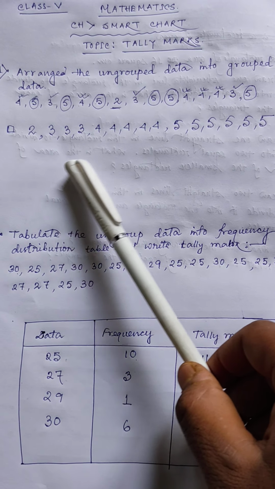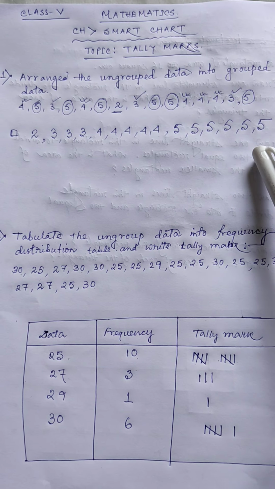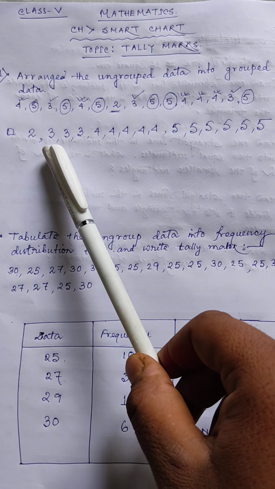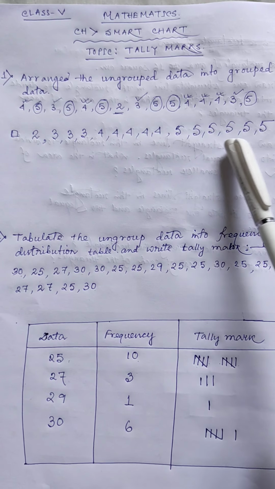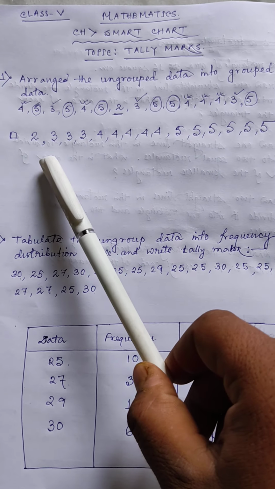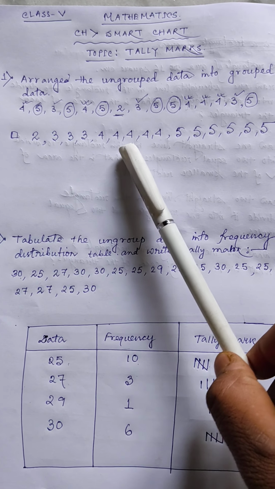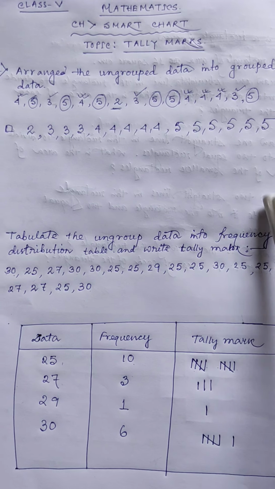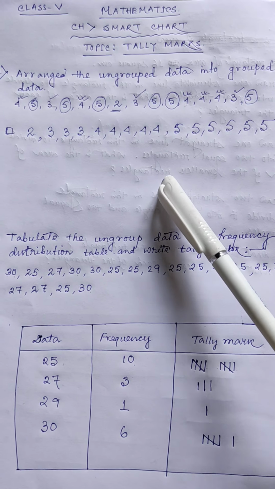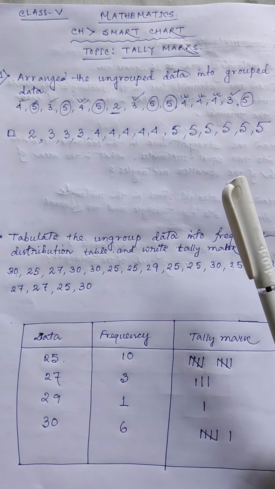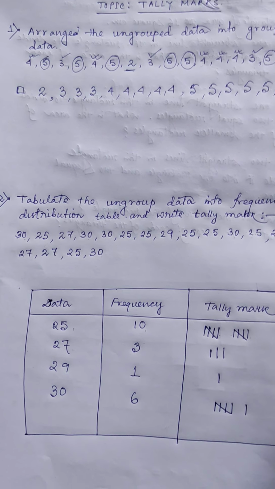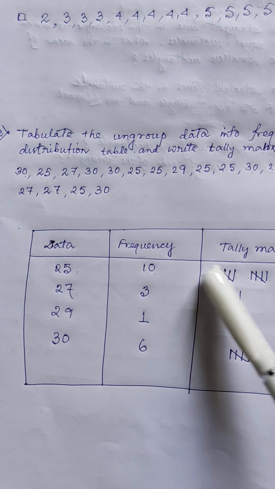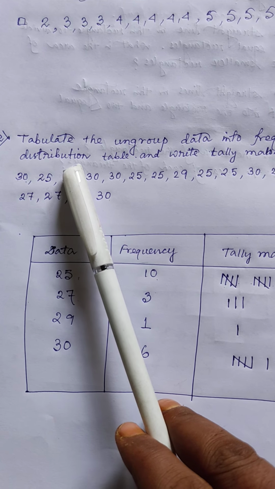Now you can see after arrangement what happened. All data are arranged in ascending order. First 2, then 3, then 4, then 5. So in this way we can arrange the ungrouped data into group data. Now come to the second problem.